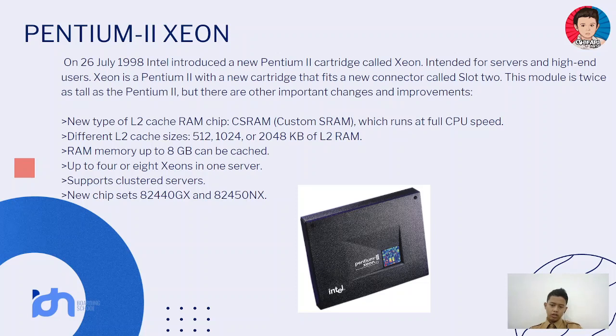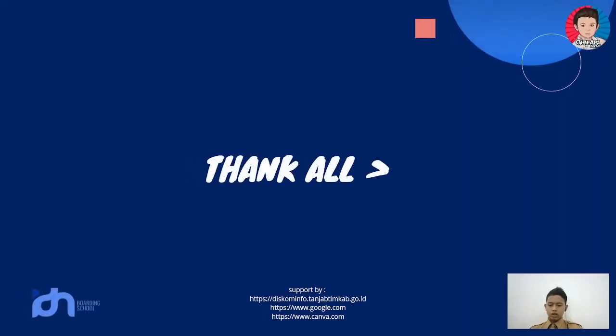Different L2 cache sizes are 512, 1024 or 2048 KB of L2 RAM. RAM memory up to 8 GB can be accessed. Up to 4 CPUs in one server. Supports clustered server. New chipset 440GX and 450NX.